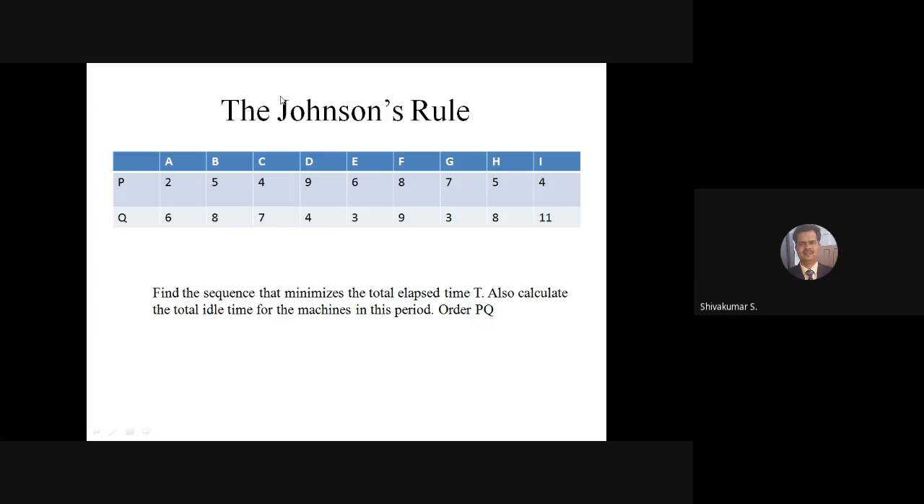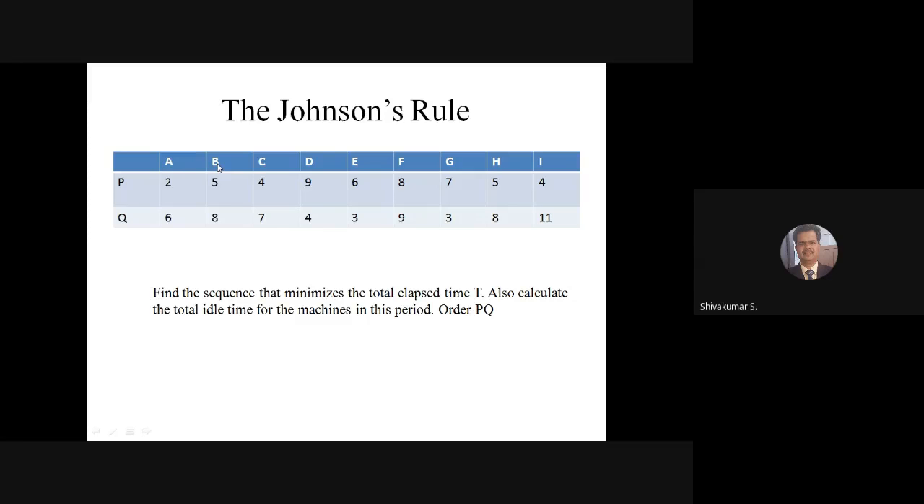Johnson's rule. Like in game theory, I told you about the dominance rule. Here in sequencing, the procedure we adopt to find the total elapsed time is Johnson's rule. Please take down the problem now.